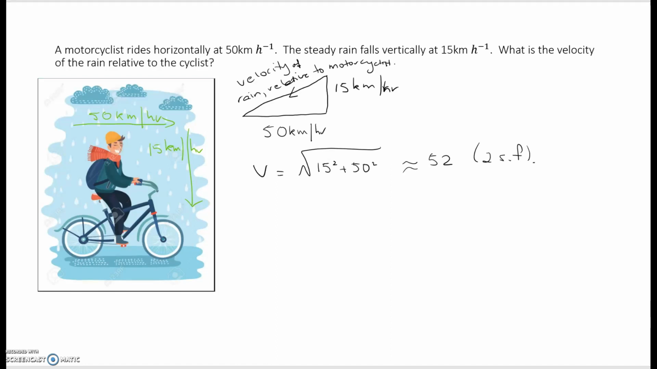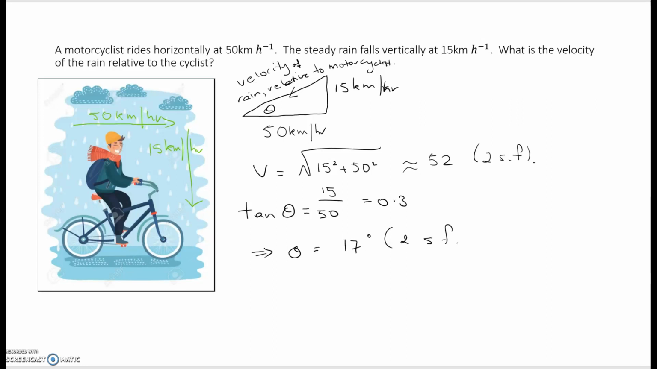And we need to find the angle, and to do that, let's call the angle there theta. To find theta, we would use tan, because that's the information that we've got. We've got the opposite, which is 15. And we know that tan is the opposite over the adjacent, so it's 15 over 50, which is 0.3. And if we use our calculators, we can find that theta is equal to approximately 17 degrees.